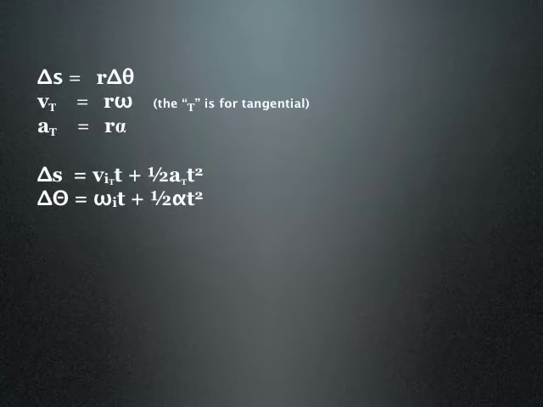So our kinematic equations: we're familiar with how to relate distance to velocity and time, and how to relate distance to velocity if there's an acceleration, our old kinematic equations. We can relate angular distance to angular velocity and angular acceleration in exactly the same manner. Instead, we substitute distance with theta, velocity with angular velocity omega, and acceleration with angular acceleration alpha.